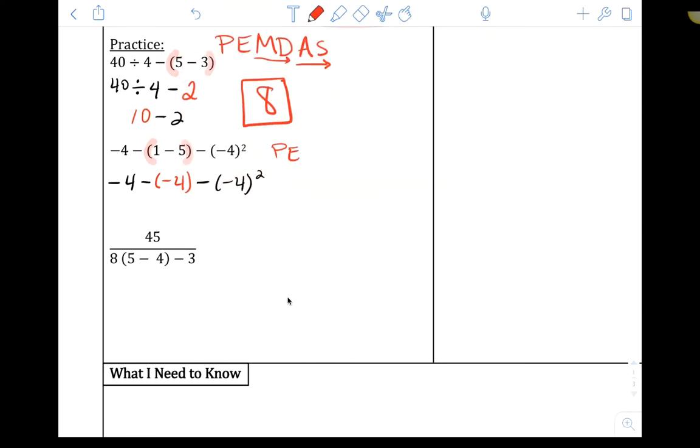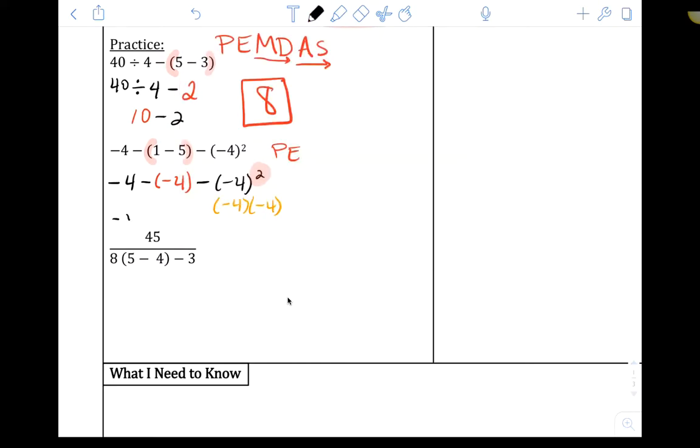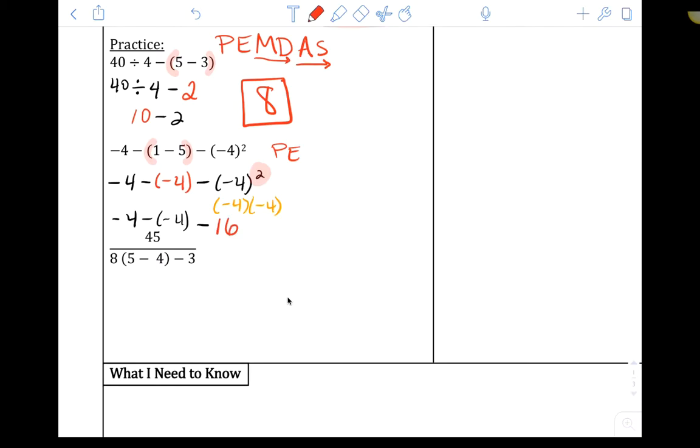The E for exponents is what I'll look for next. Right here, this 2, that's our exponent. And what that means for us to do is to write negative 4 out twice. So it'd be negative 4 times negative 4. So when I simplify this now, I've got negative 4 minus negative 4 minus, well, negative 4 times negative 4, that's 16.